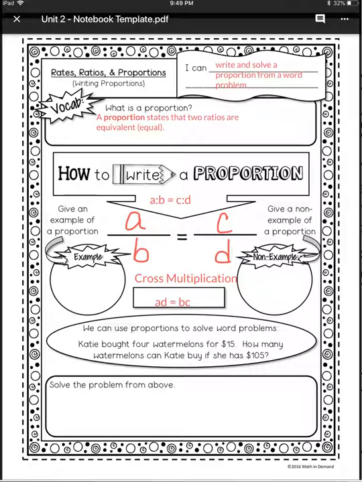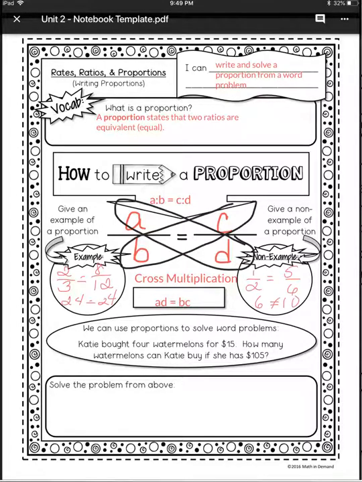When we use cross multiplication, A times D will always equal C times B. An example of this would be 2/3 is equal to 8/12. When we cross multiply 2 times 12, we get 24. When we cross multiply 3 times 8, we also get 24. So these form a proportion.